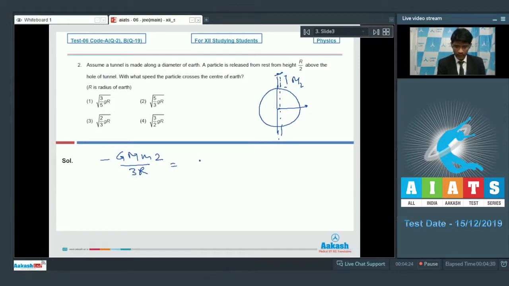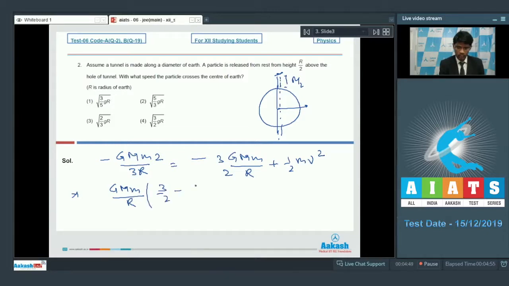Now at this point, gravitational potential energy will be minus g capital M small m, this will be 3 by 2r, plus 1 by 2 m v square. We need to find this value of v here. So I'll just place it along this direction. It will come out to be g capital M small m divided by r here. It is 3 by 2 minus 2 by 3. Fine. It will be 1 by 2 m v square. This m will cancel out, and this will be 9 minus 4, 5 by 6.